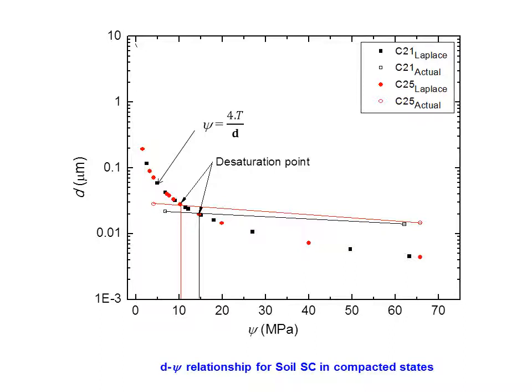For samples compacted at 25% moisture content, the threshold desaturation point is about 10 megapascal, which corresponds to 0.028 micron pore diameter. The desaturation point, or the pore size separating the saturated and unsaturated pores from MIP results, comes to be about 0.055 micron, which is comparable to inferences from this graph.